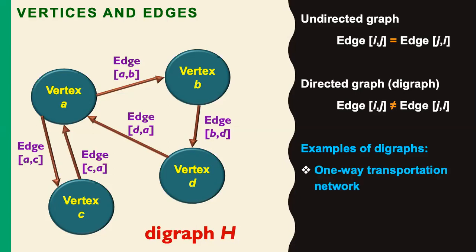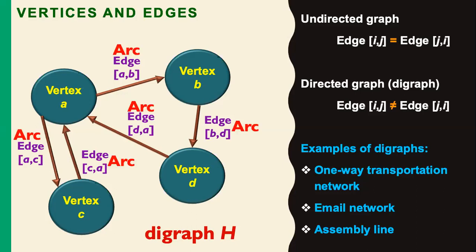Examples of digraphs: a one-way transportation network, an email network, because the interaction, the edge, can be represented by one person sending an email, and we know that that person might not reply to you. And an assembly line in manufacturing companies, etc. And in a digraph, usually we can also name the edges as arcs.